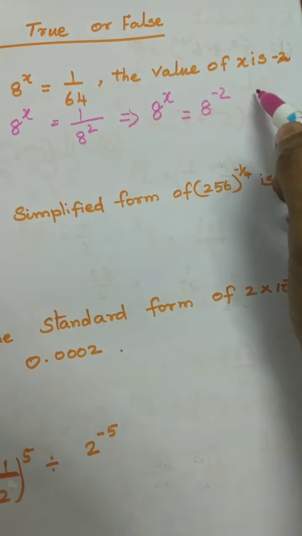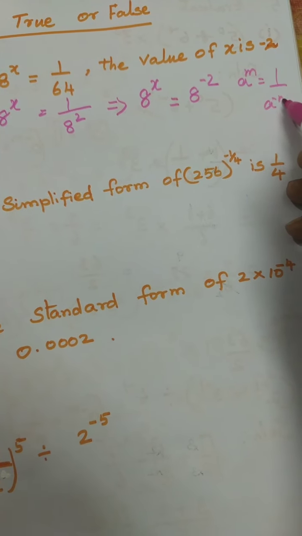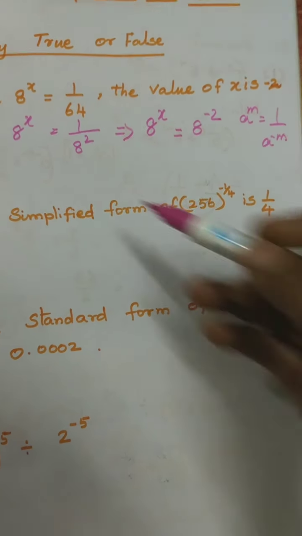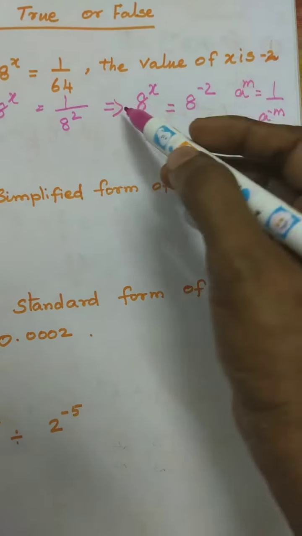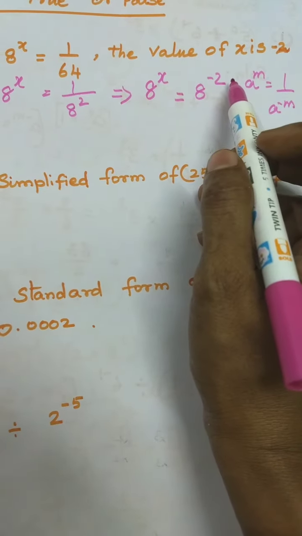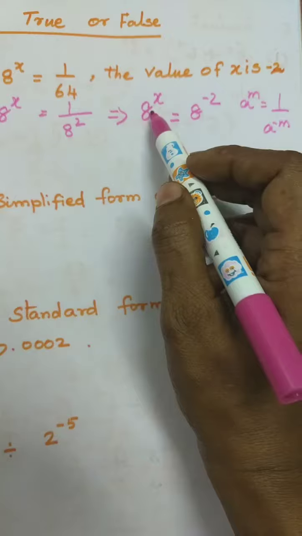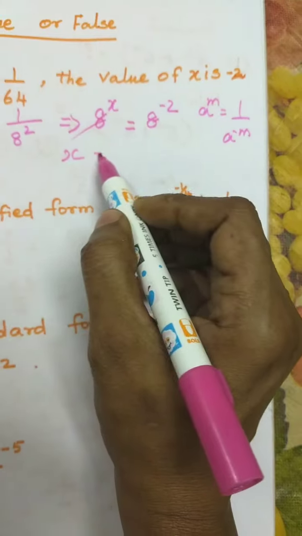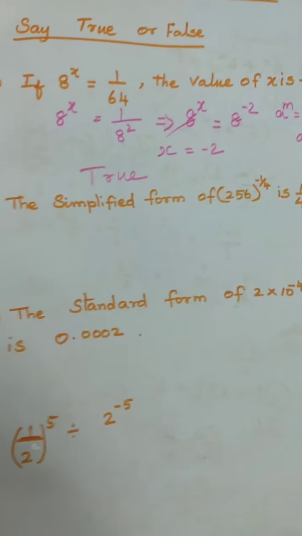You can write like this, because we have one formula, no? A power m is equal to 1 by a power minus m. Otherwise, a power minus m is equal to 1 by a power m. Now, it is positive in the denominator. If you bring it to the numerator, it will come as minus 2. So, bases are same. 8 is the base and x and 2 are the exponents or powers. The powers also same. So, x is equal to minus 2. Then it is true. Okay, this is the answer.